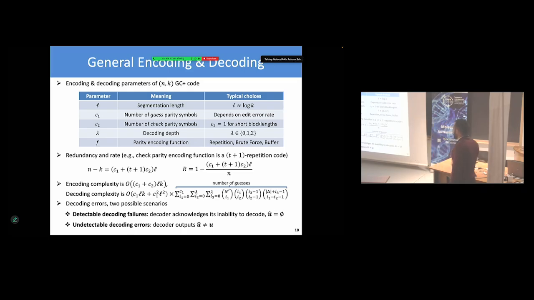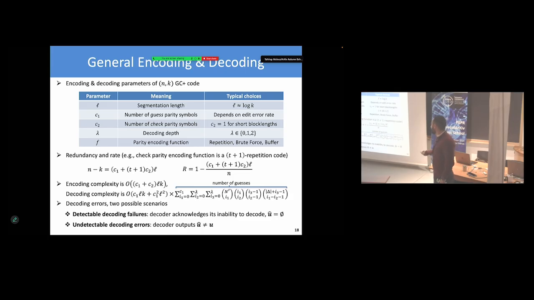In general, there are a lot of parameters for this code. The segmentation length, which we chose as 4 in the previous example, is L in general. The number of guess parities is some C1. The number of check parities is some other parameter C2. And then you have some other parameter that controls your decoding complexity. There are a lot of properties of this code in terms of the encoding complexity and the decoding complexity. And in this example, the decoding worked, but in general, it could fail.